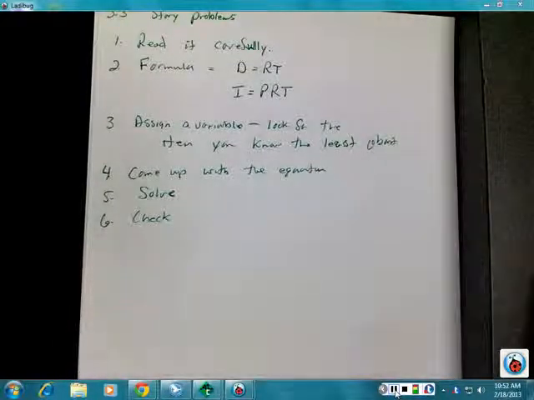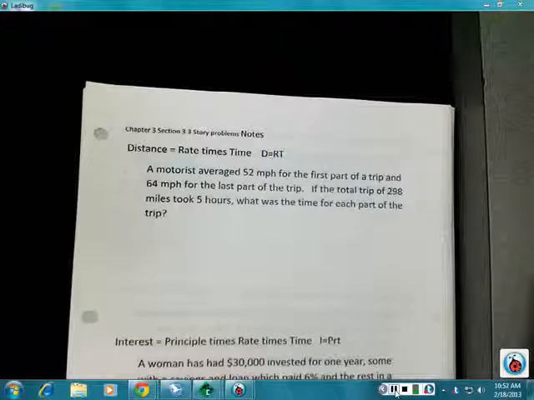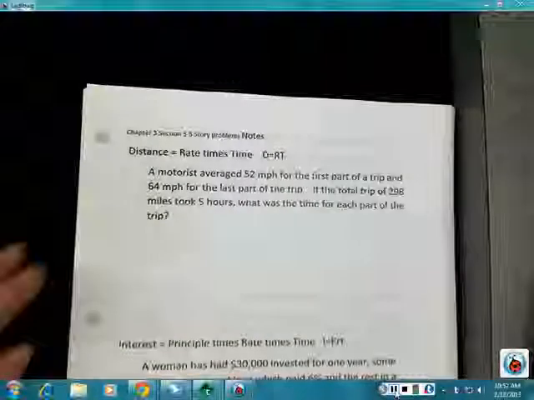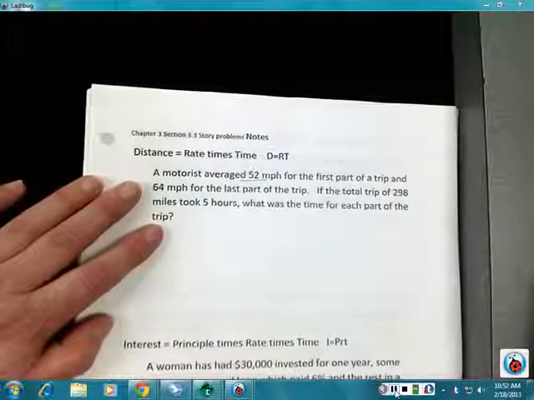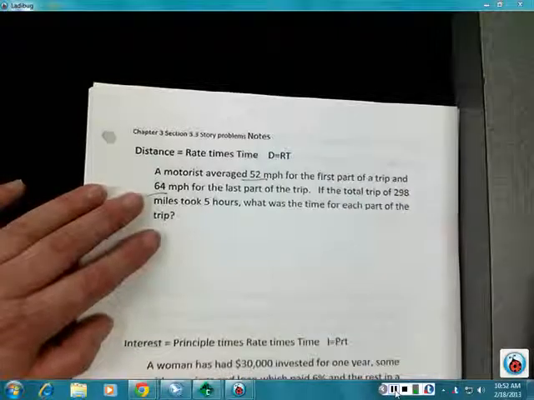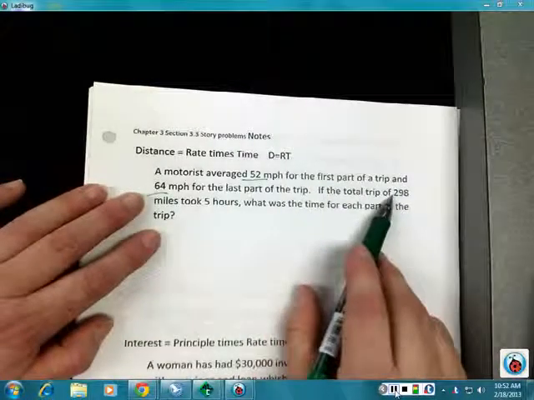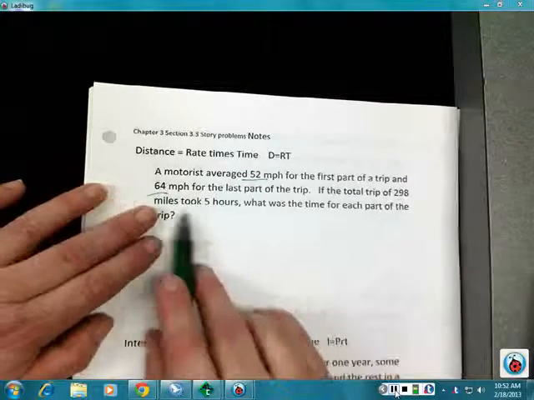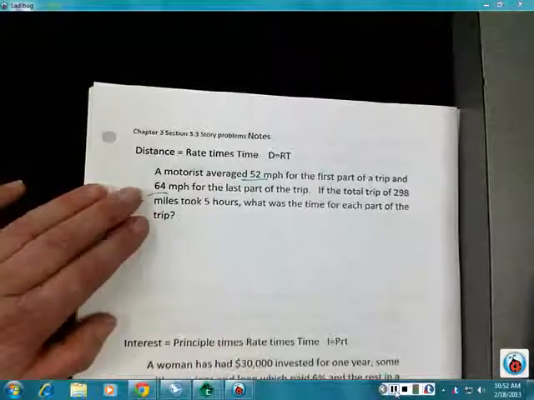As ever will be. Okay, the first one. Distance equals rate times time. So we're going to multiply it out and see what we got. It says a motorist averages 52 miles per hour on the first part of the trip and 64 miles per hour on the last part of the trip. If the total trip of 298 miles took 5 hours, what was the time of each part of the trip?